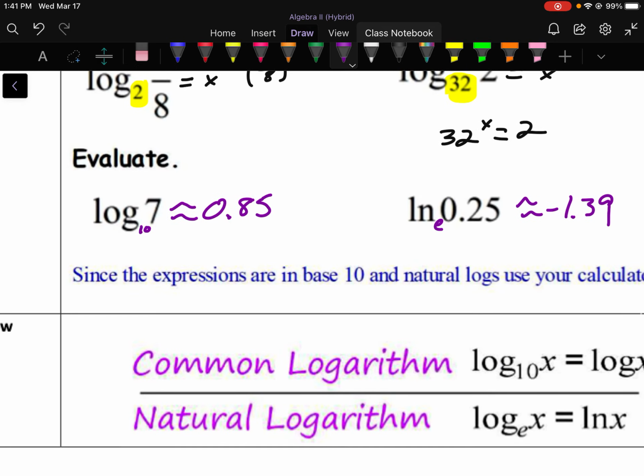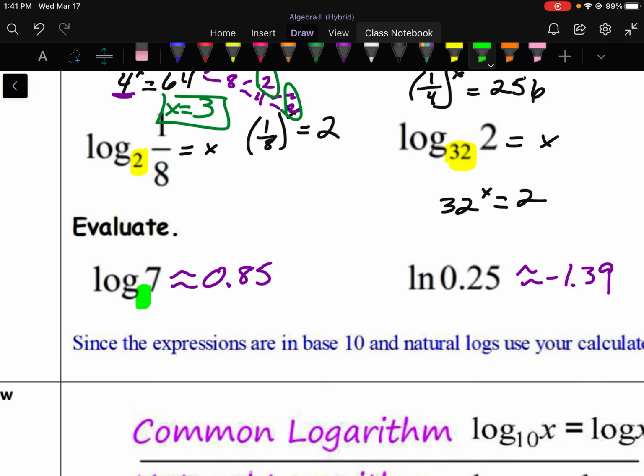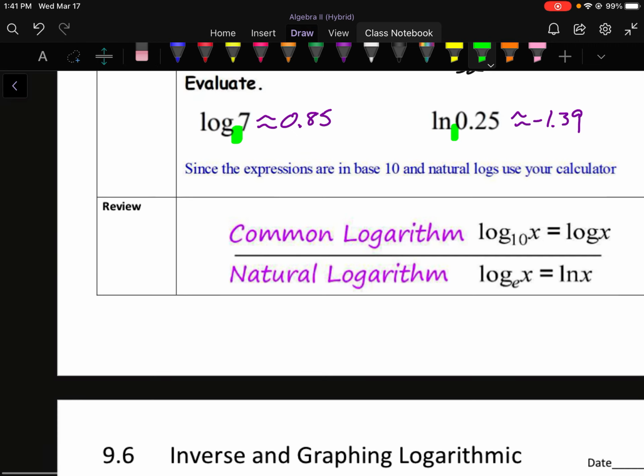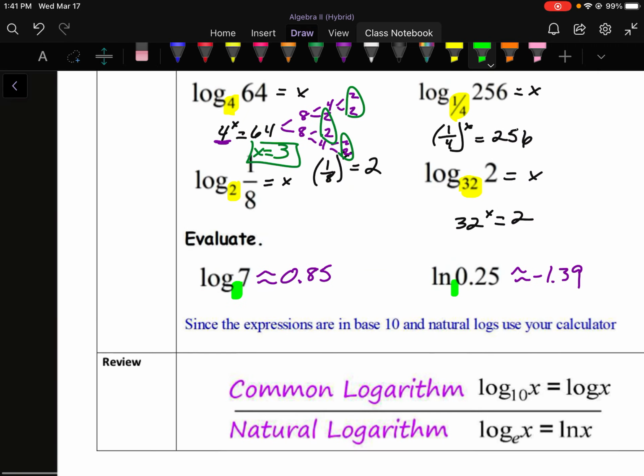And again, that is because those bases aren't written down here. That's what we assume them to be. That's how you know you can go ahead and just grab your calculator and punch them in. And that will take care of section 9.